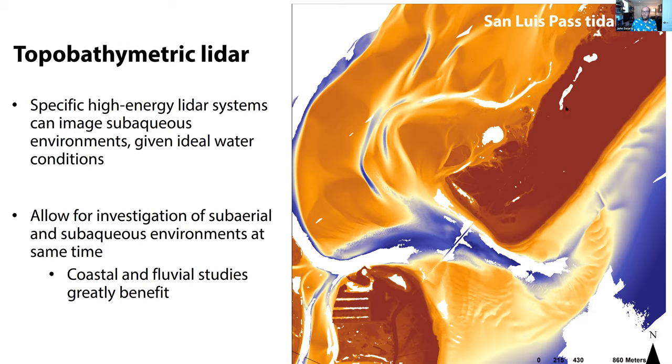And so this is an example from the Gulf of Mexico looking at the San Luis Pass tidal inlet, showing the structure of the barrier islands and then just beautiful detail and imaging of this flood tide delta located down in the Gulf. And so this data is starting to become more publicly available. It's starting to be acquired more widely. And so the potential advantages for coastal and fluvial systems is pretty exciting to think about. So I just wanted to put a plug in there for that.